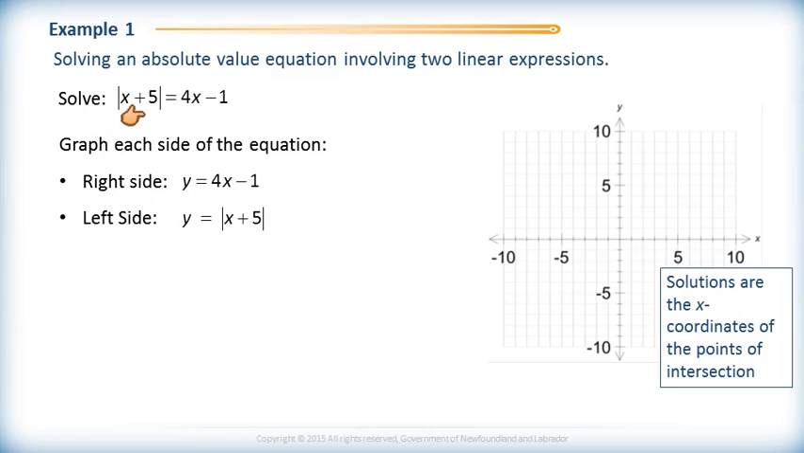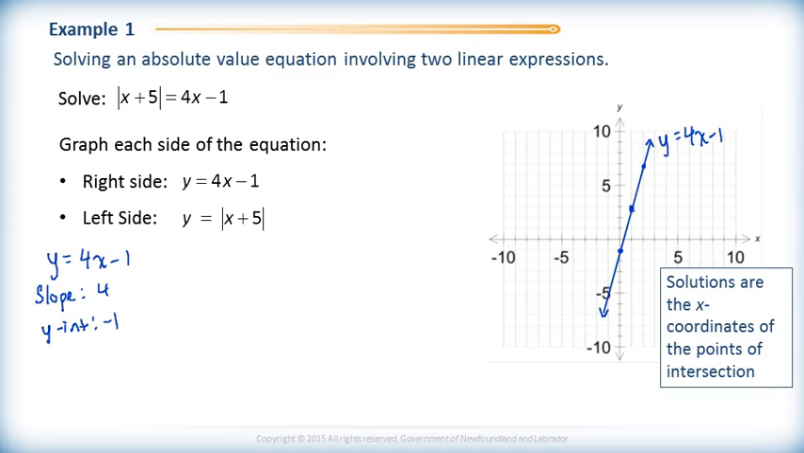In this next one, I have the absolute value of a linear expression and a linear equation on the other side. So I have y equals 4x minus 1 for my right side. Let's graph that. I could graph that by finding the x and y intercepts, but I think I'll do this one by slope, which is 4 over 1, and y-intercept is negative 1. So y-intercept's negative 1, up 4 over 1, a few times to get a few points for accuracy. So I have that graph sketched.